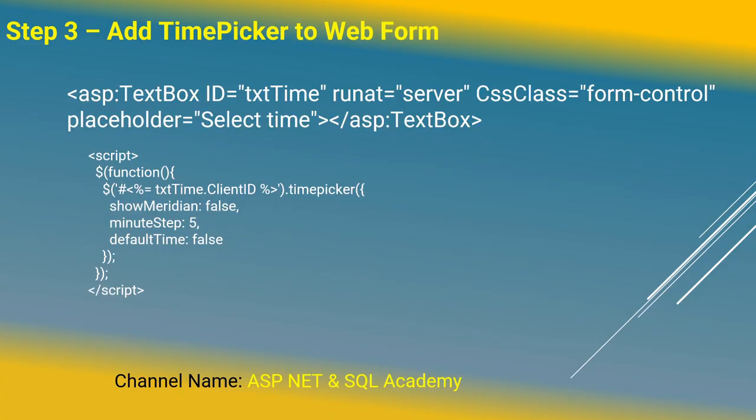Similarly, add a text box for time input and initialize the TimePicker plugin. Here, we disable the AM/PM meridian, set the minute step to 5, and no default time is shown.